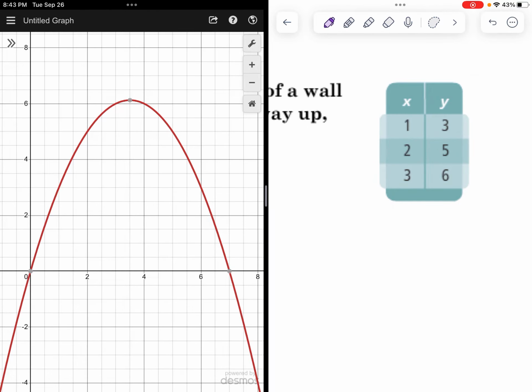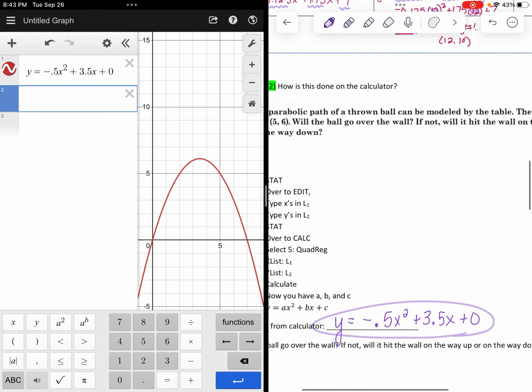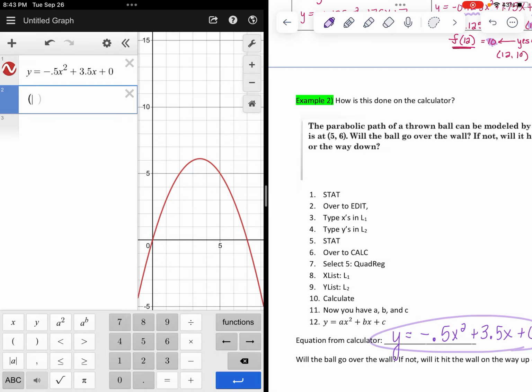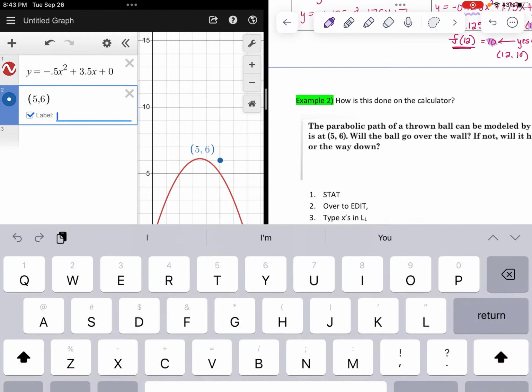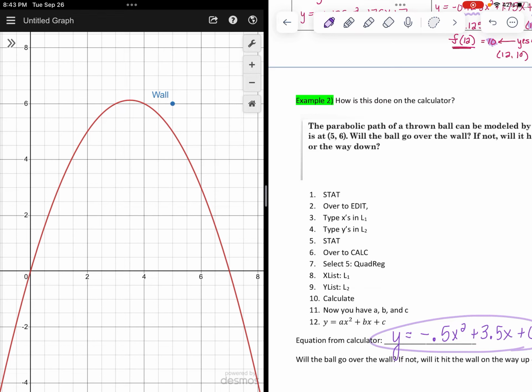Now what I'm going to do on Desmos is plot where the wall was. The wall is at (5, 6). So with Desmos, I can label a point (5, 6). I can even put a label on there and just call it the wall. And we can see that on here.